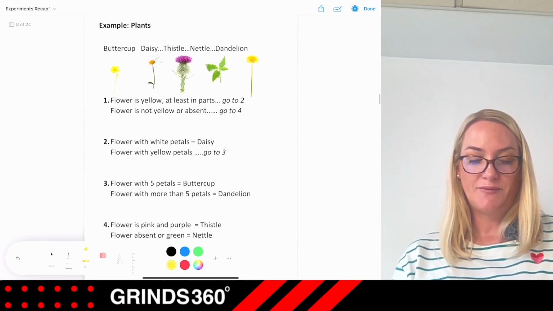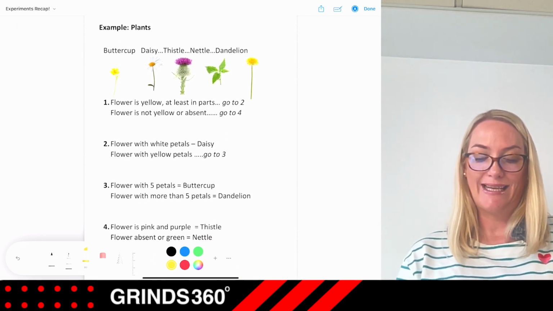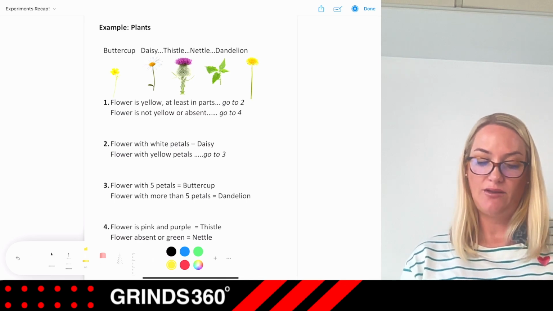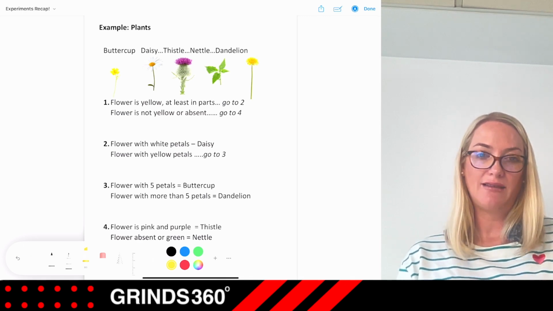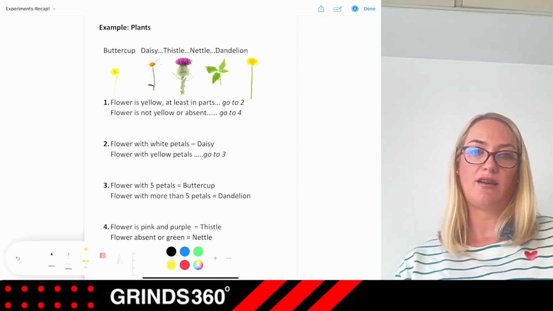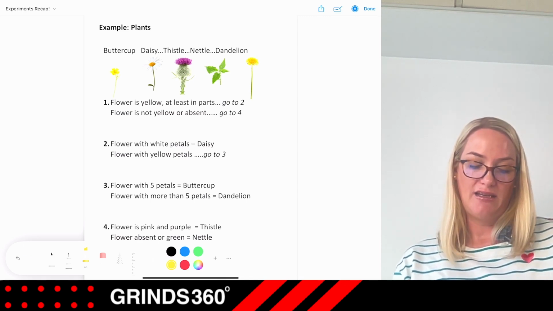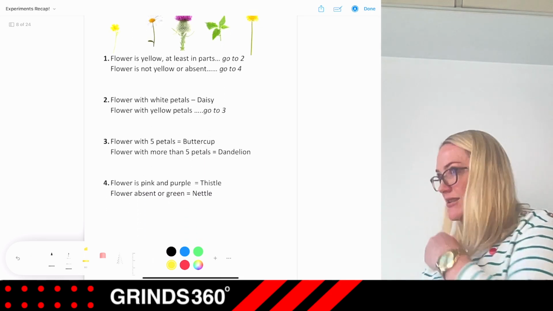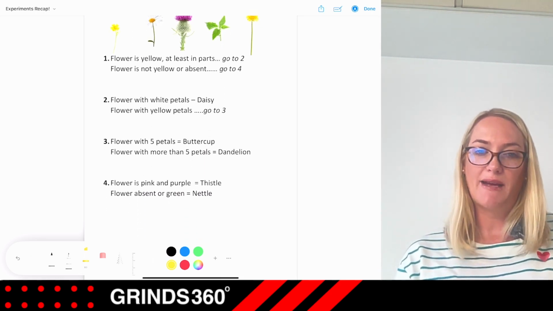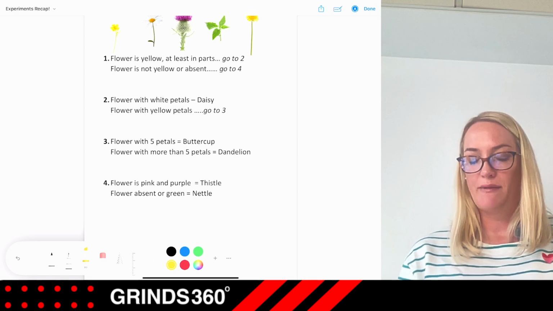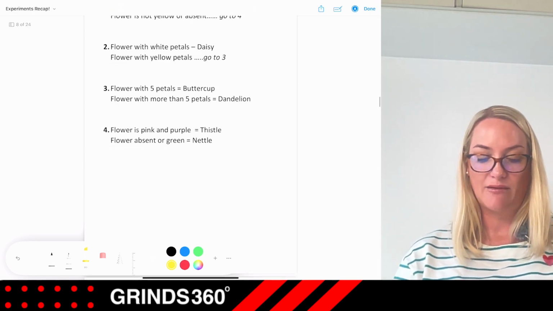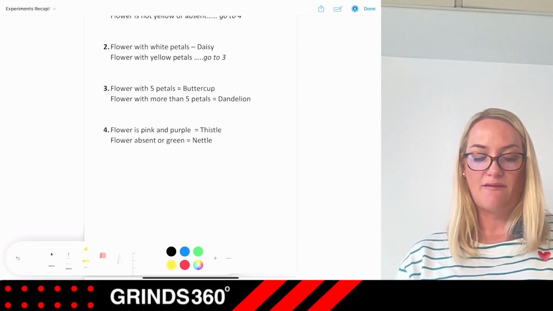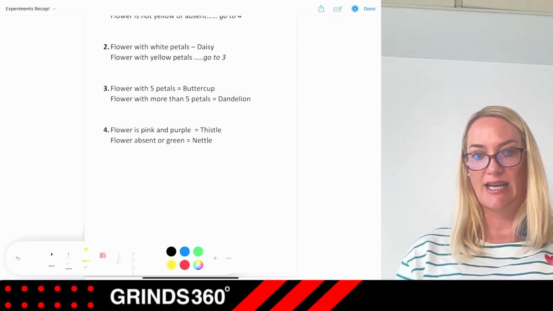So your plant. If a flower is yellow, at least in some parts, go to 2. If a flower is not yellow or is absent of colour, go to 4. A flower with white petals is your daisy. A flower with yellow petals, go to 3. On 3, a flower with 5 petals is your buttercup. A flower with more than 5 petals is your dandelion. Number 4, if the flower is pink and purple, it's your thistle. If the flower is absent or green, it's your nettle.